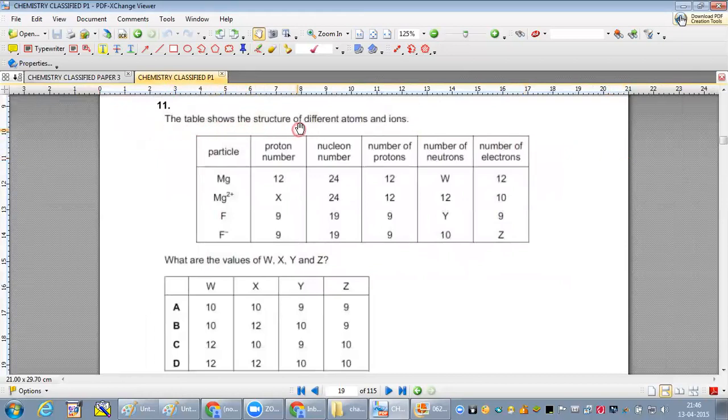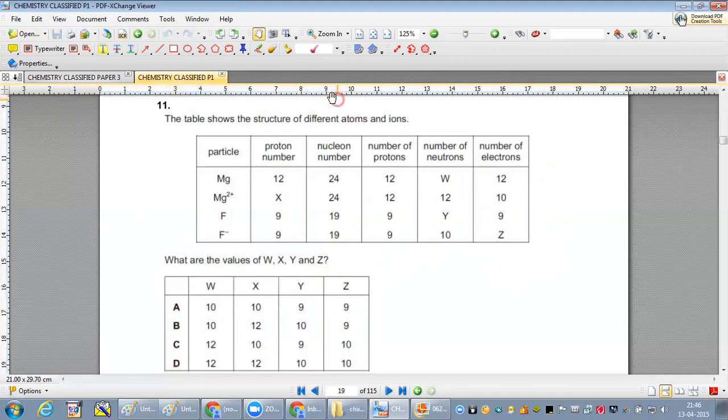The table shows the structure of different atoms and ions. All this data is given: proton number, nucleon number, number of protons, number of neutrons. Certain letters are missing over here, that is W, X, Y, Z. And the number of electrons is also given. We are going to identify what these numbers are, and then choose the correct option from here.